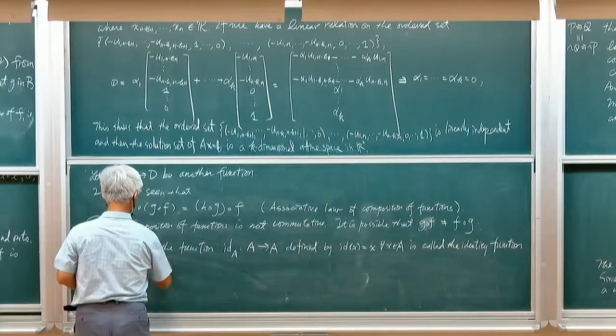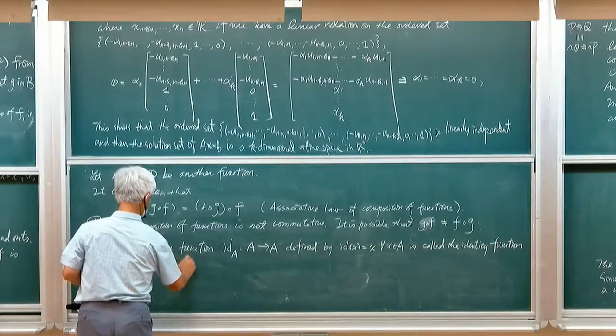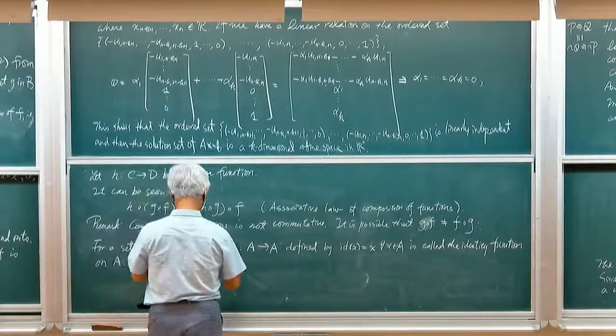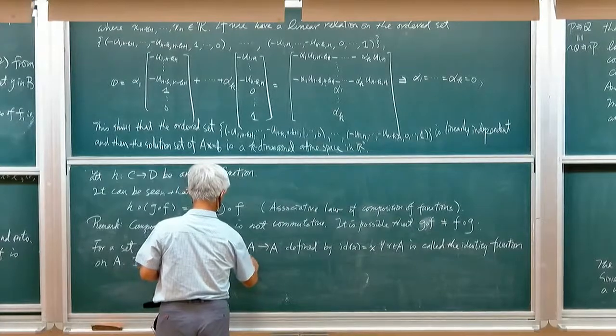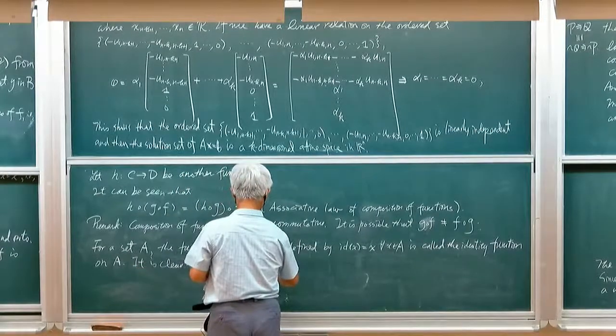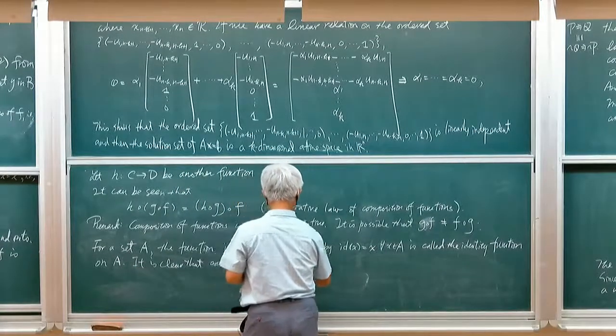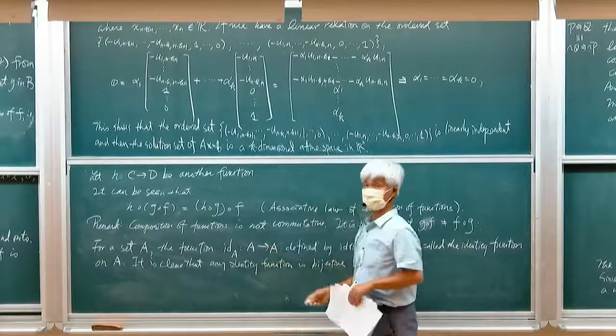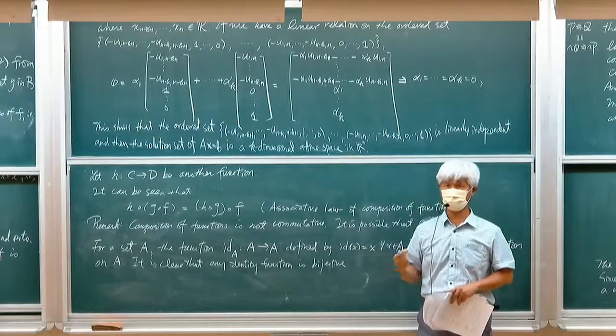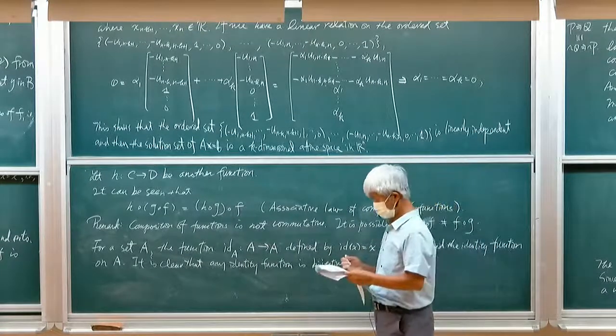It is clear that any identity function is bijective. So any identity function is one-to-one, of course, and it's onto, right? So it's bijective.